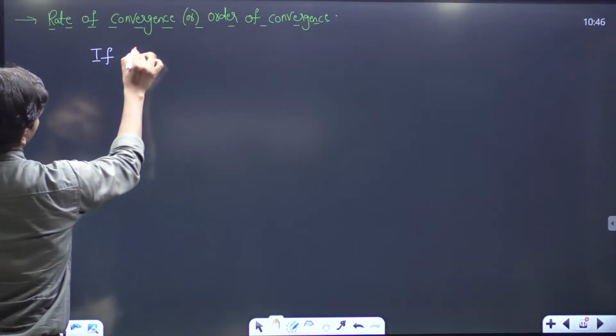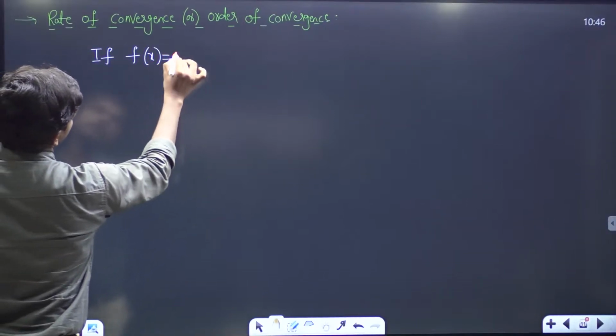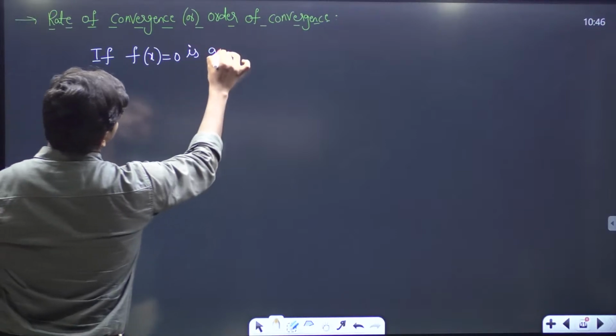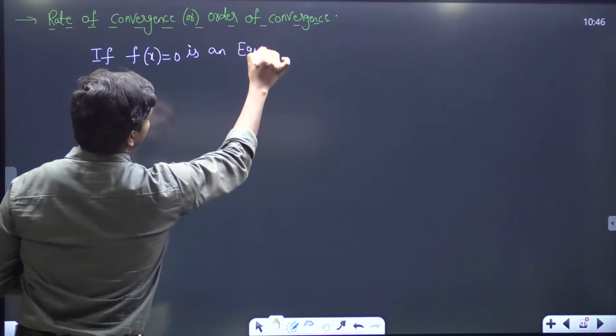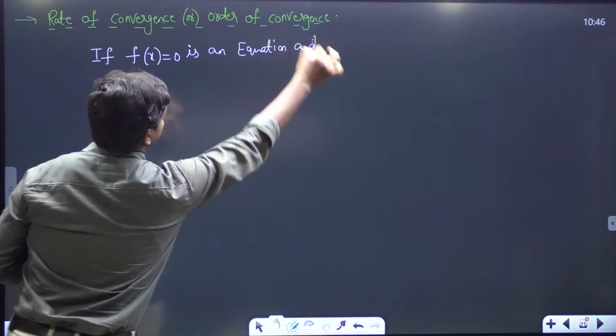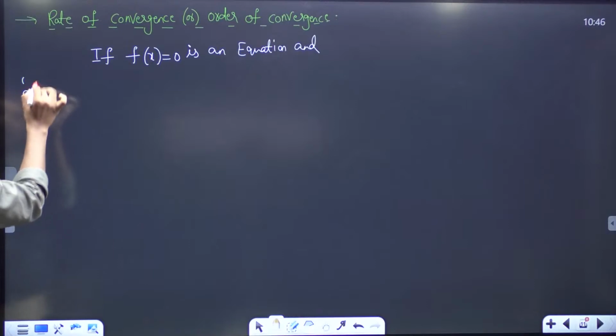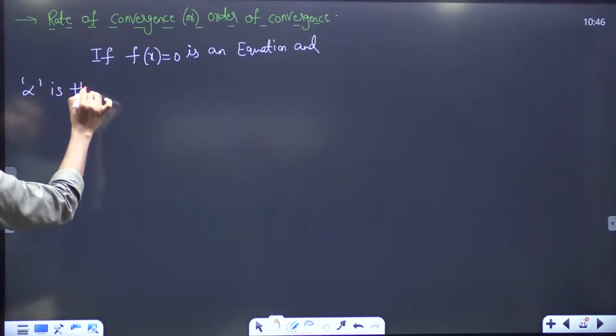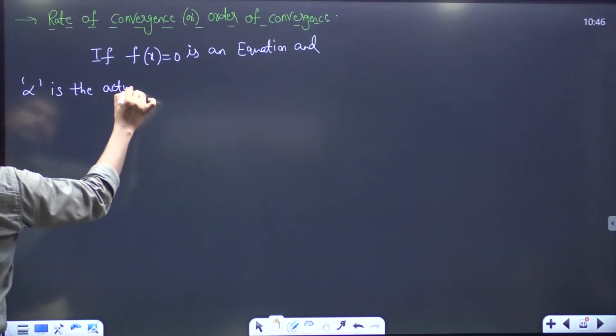If f of x is equal to 0 is an equation, any equation, algebraic or transcendental, doesn't matter, and alpha is the actual real root of the equation.